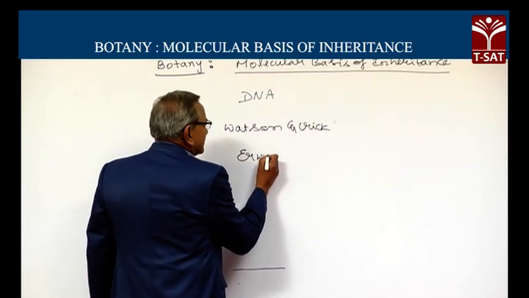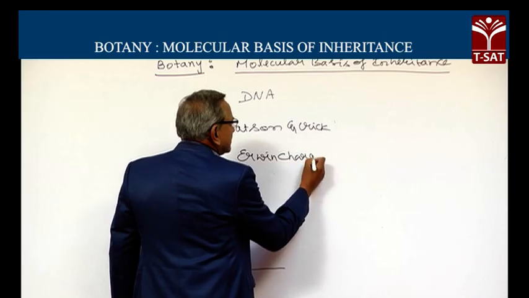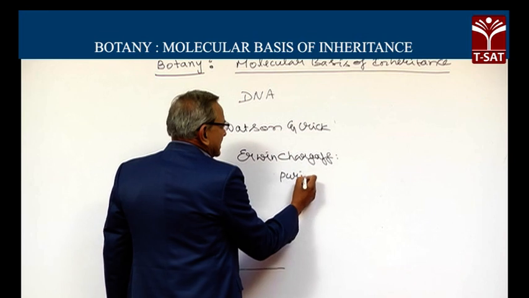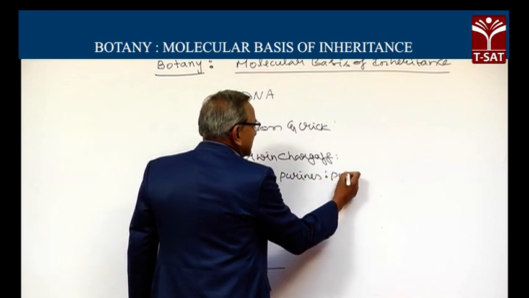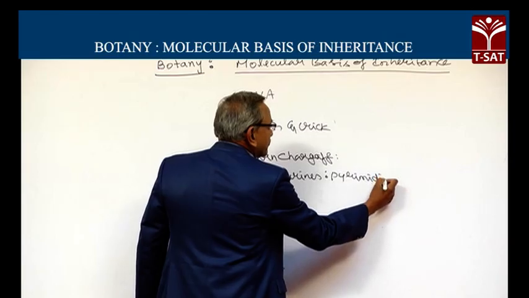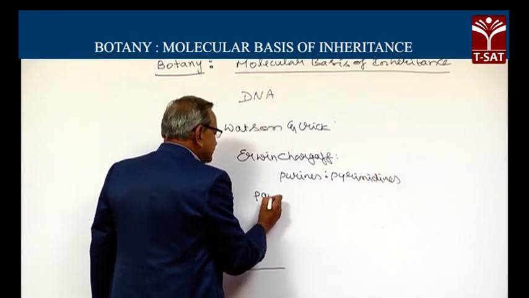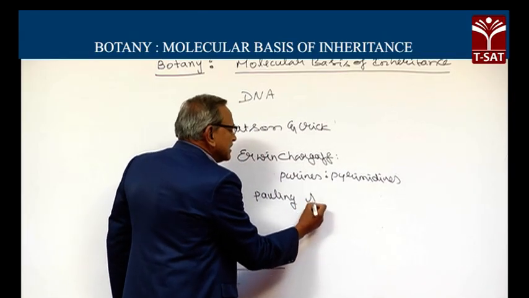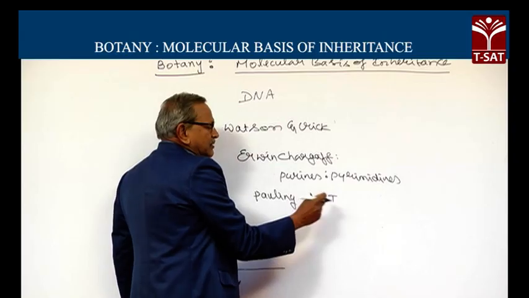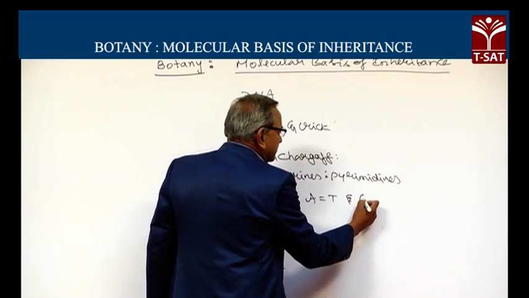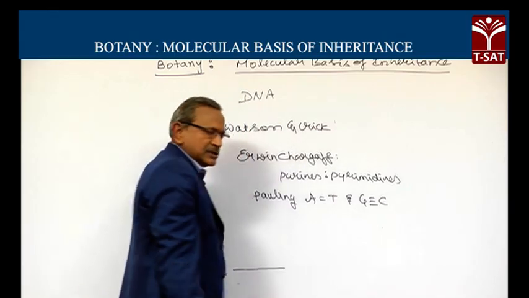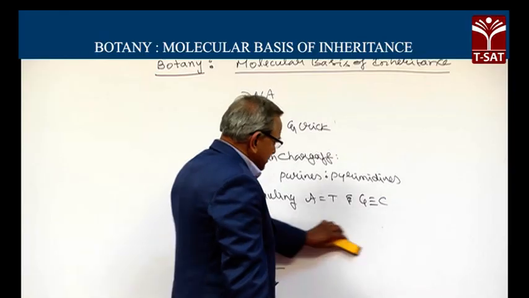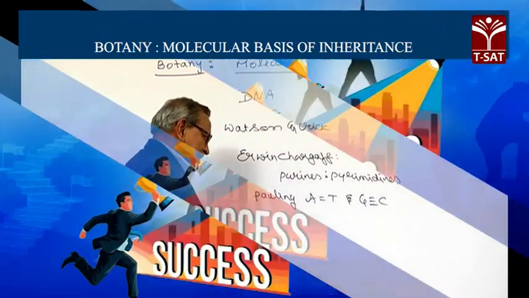Irving Chargaff showed that purines and pyrimidines exist in a 1:1 ratio. Pauling showed the presence of hydrogen bonds between adenine and thymine, 2 hydrogen bonds, and between guanine and cytosine, 3 hydrogen bonds. And also X-ray diffraction studies were carried out by Wilkins.